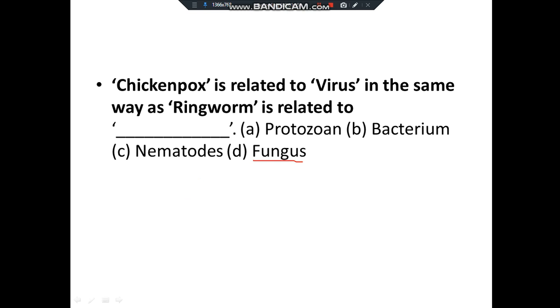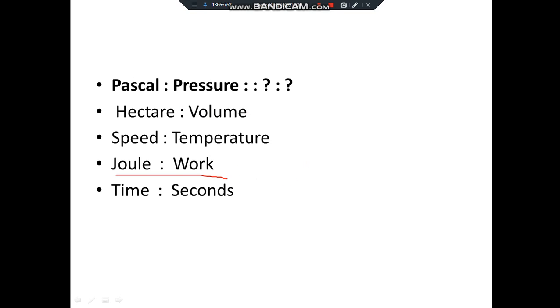Next question, chickenpox is related to virus. In the same way, ringworm is related to what? The option is fungus, okay? Next question, Pascal is to pressure. See, this is a unit. Some units you have to know. That type of questions also you will get. Pascal is the unit of pressure. Is hectare the unit of volume? No. Speed and temperature? No. Joule and work? Yes. Joule is the unit of work, okay?